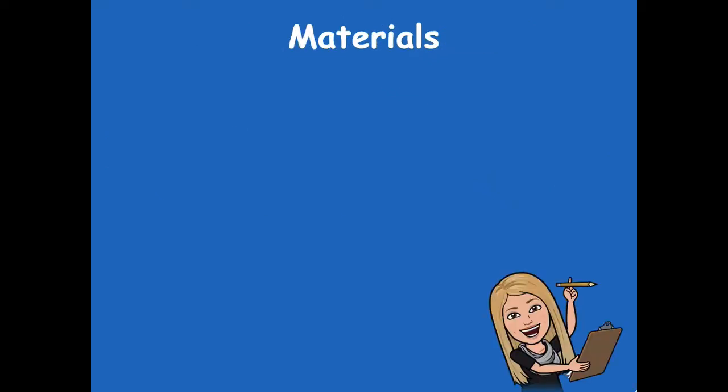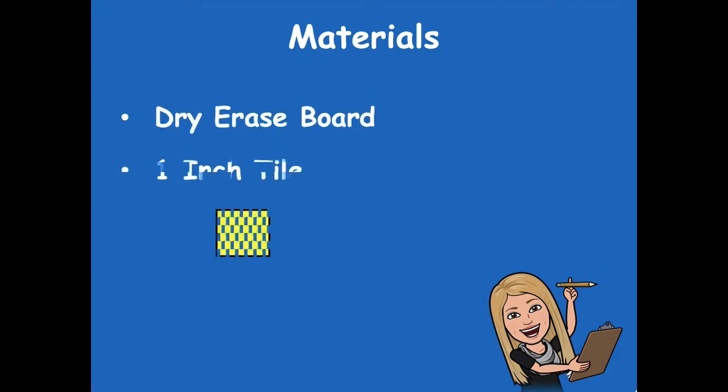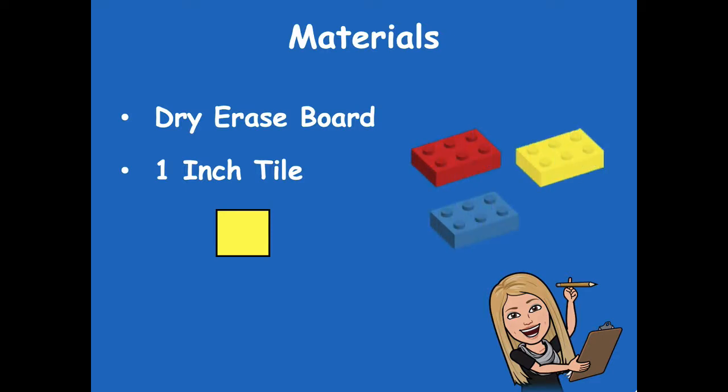So the materials that you'll need for this lesson are just your dry erase board, and you'll need a one-inch tile. Now, if you don't have an inch tile or a square tile, you can use maybe a Lego. I think the Lego blocks with the 3 parts on them are about an inch. So it's not going to be exact, but it'll be pretty close. A quarter is also about an inch, so you can use that to measure with as well. It just might be a little bit trickier because the edges are not flat, but you can definitely use a quarter if you don't have anything else.